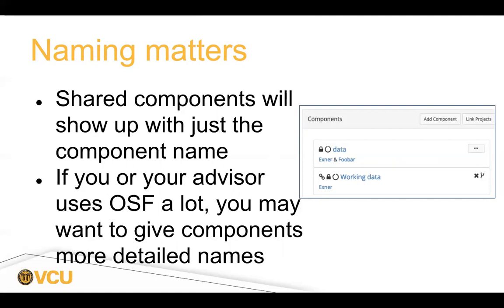So if you or your advisor or your lab use OSF a lot, you may need to give the components detailed names like Exner data and Lee data and Kim data, all of the different people's names, to help show which set of data is which. Otherwise, it's going to get confusing as you share it and people get all the different components looking the same.